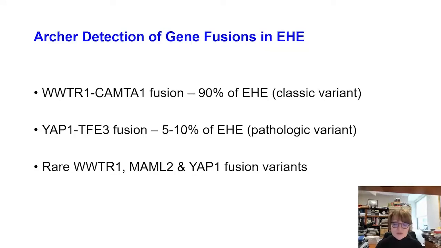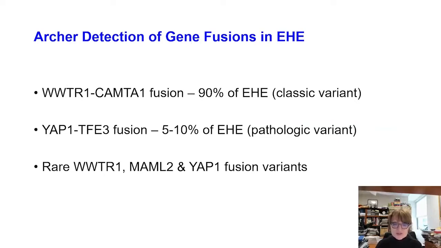Obviously, Archer is used in diagnosis, as I mentioned, of EHE, and has mostly replaced the former method, which was FISH, fluorescence in situ hybridization, which would look at one gene partner at a time. So Archer provides information about both gene partners and typically requires a relatively small amount of tissue, works in paraffin or archival material, and the turnaround time is about a week.